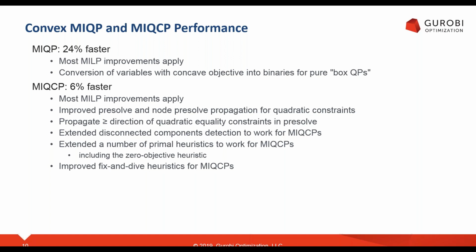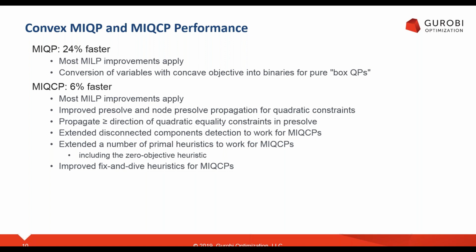Then we added one more trick that helps quite significantly for so-called pure box QPs, but those are probably not that relevant for practical applications. Then for the MIQCP, which have quadratic constraints, they got 6% faster. Again, the MILP improvements apply here.